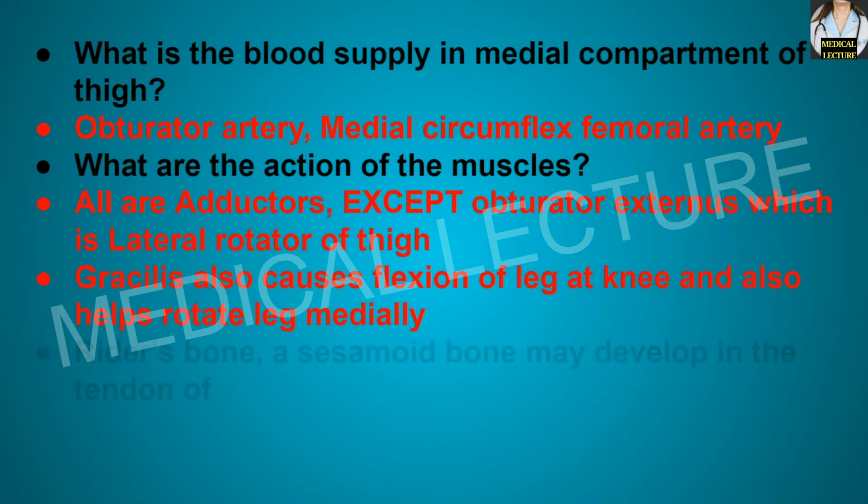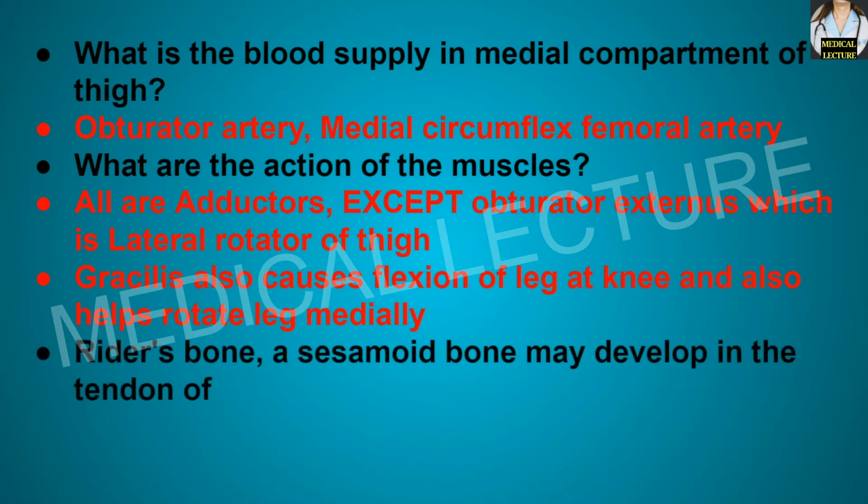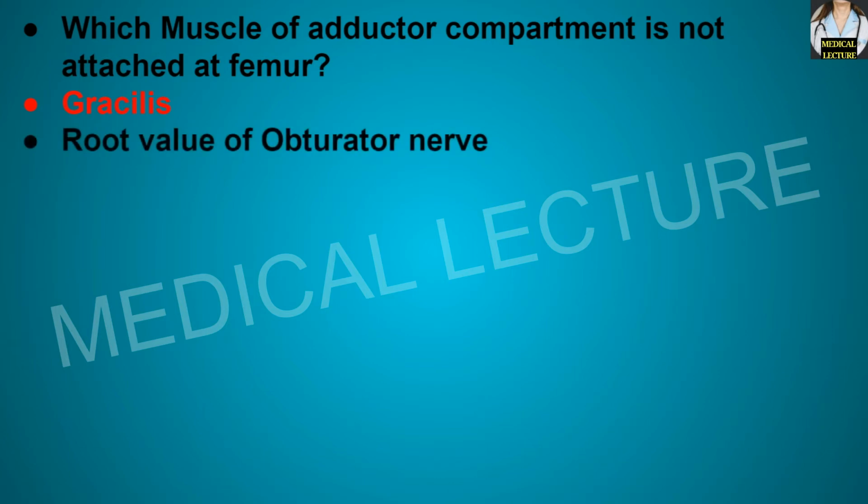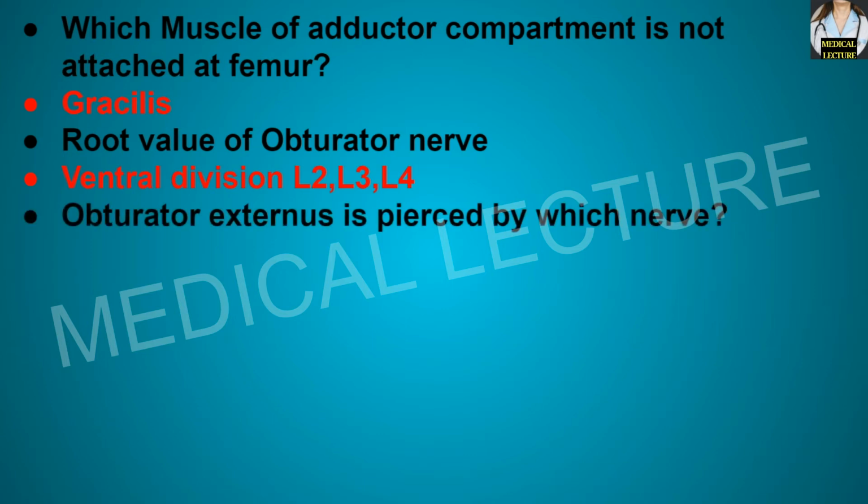Okay. Rider's bone, a sesamoid bone, may develop in the tendon of which muscle? Adductor longus, very important. Which muscle of the adductor compartment is not attached to the femur? The gracilis muscle. What is the root value of the obturator nerve? Ventral division of L2, L3 and L4. Obturator externus muscle is pierced by which nerve? By the posterior division of the obturator nerve.